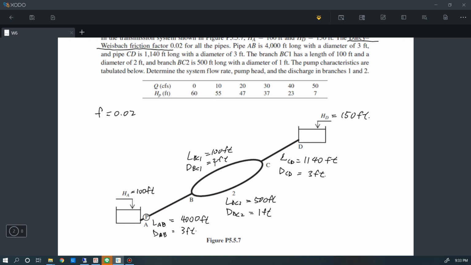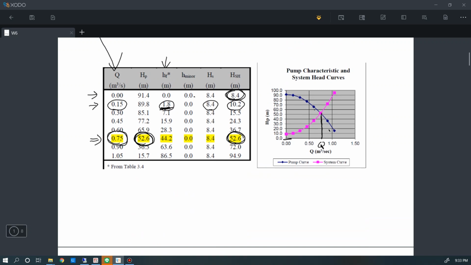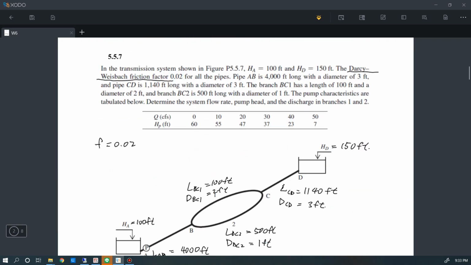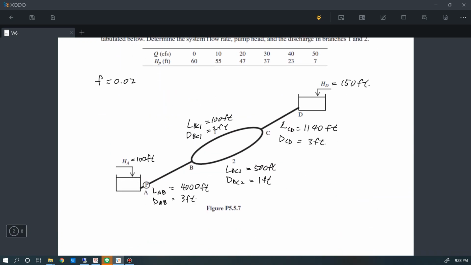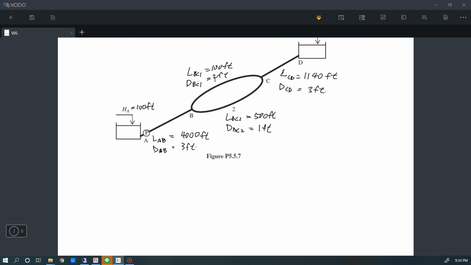Okay. So the first thing, because we want to do a similar thing as the previous problem, we want to plot these two curves together to find out the intersection. But because we have too many pipelines here, it's really hard to calculate the head loss in that case. So the method that we're going to use is to find the equivalent pipe to replace these branches. So essentially, we will translate these 3 segments of pipelines into just one representative, and we use that representative to solve this problem.